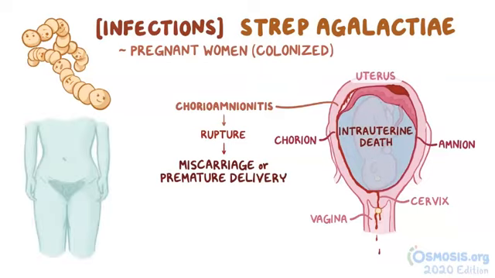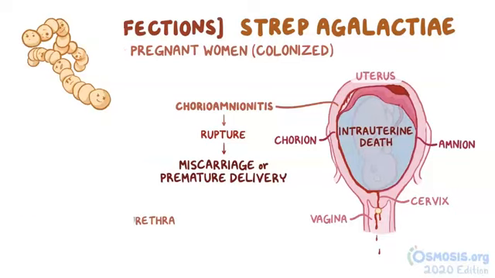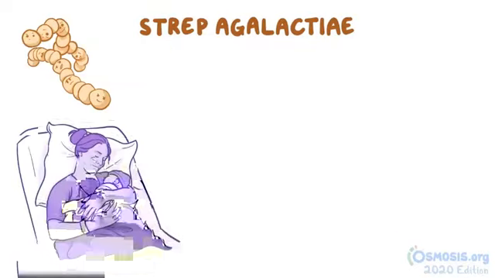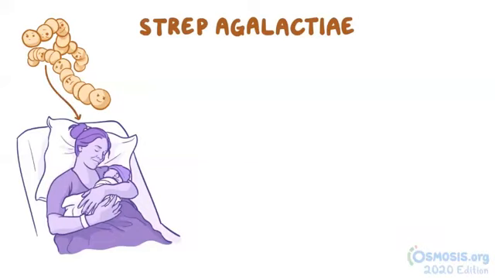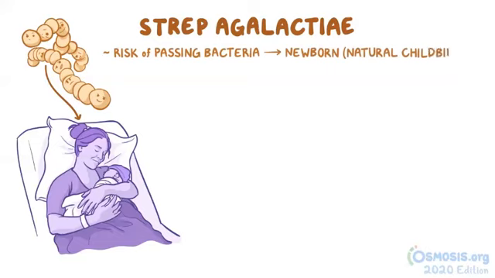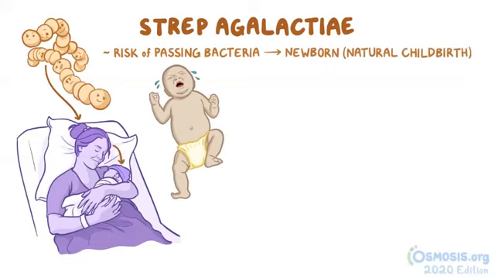Alternatively, strep agalactiae can get from the vagina on the perineum and make their way up the urethra, causing cystitis, which is the inflammation of the urinary bladder. In pregnant females who are colonized with strep agalactiae, there's also a risk that they'll pass the bacteria to the newborn during natural childbirth. In newborns, strep agalactiae is most likely to go down their airways, descend down the respiratory tracts right into the lungs.